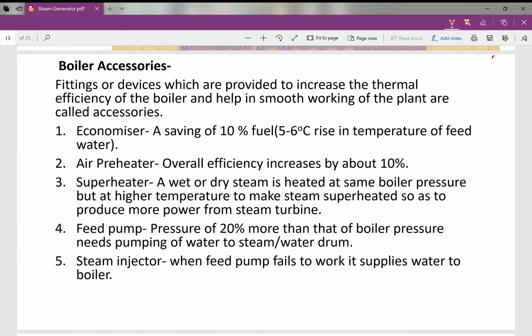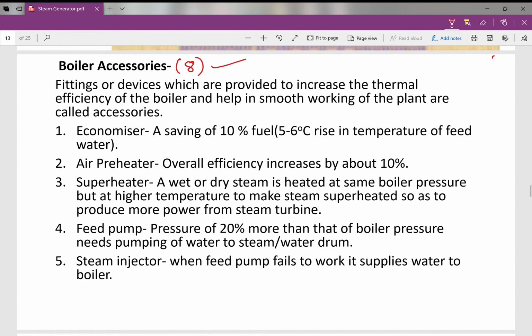Here we will be discussing another part of boiler, call it boiler accessories. So there are a few items. The total items of accessories are 8. So there are 8 mountings as well as 8 boiler accessories.